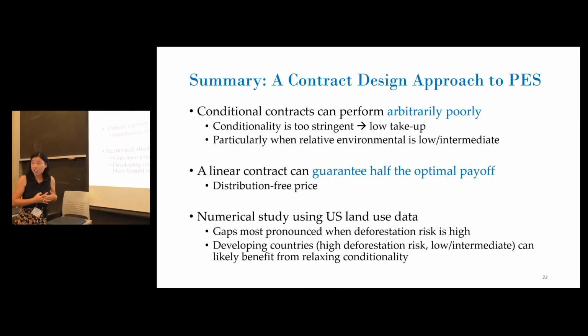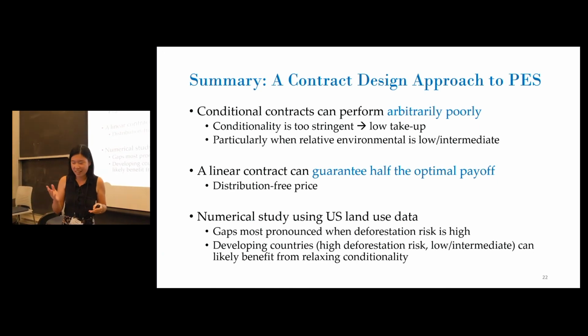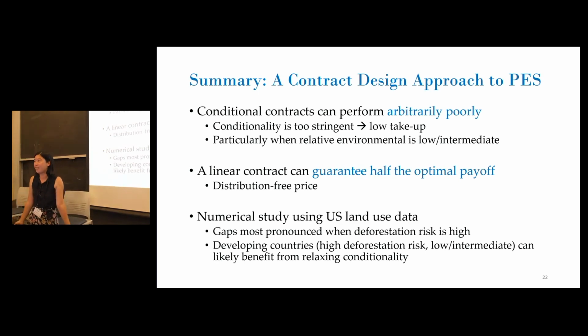Okay, so that's essentially all I wanted to talk about today. From our paper, we have this observation that there are all these contracts being used in practice, and they have these implicit structures that the people designing these programs have never thought about. In the case of PES, this implicit structure meant the contract can perform arbitrarily poorly. What's driving this is that the conditionality requirement is too stringent, and so there's very low take-up in these programs.